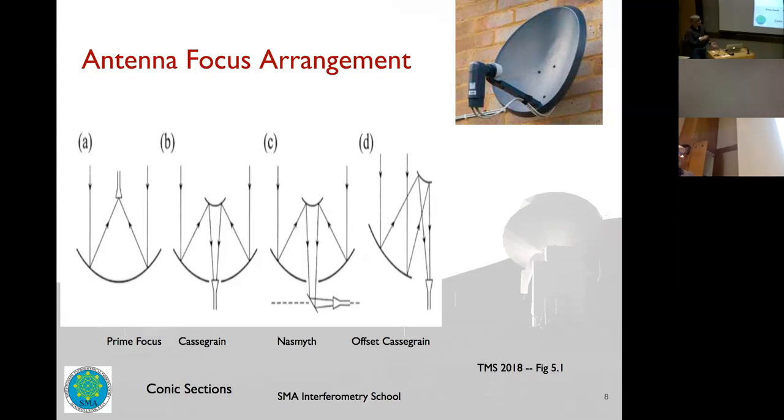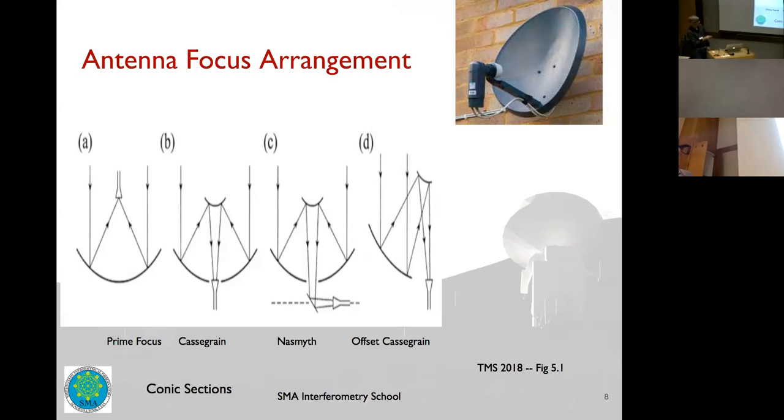So instead, what we do is we put another reflecting surface here, and this arrangement is called the Cassegrain. This is one of the most common arrangements that you're going to see at most telescopes. In a Cassegrain arrangement, this secondary is basically a hyperboloid. Again, it's a conic surface. There are two foci of this. One of the foci is actually behind this, and the second focus is right here. So you have a hole in the center of your dish, and the radiation goes in through here, and then you put your receiver out here.